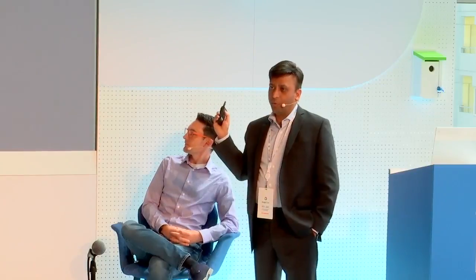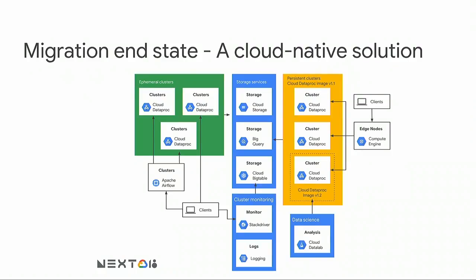OK. And now, in yellow on the right, yellow or orange, whatever you're seeing, I have persistent clusters. What? Did I just tell you that you need to go with ephemeral clusters, stateless? And I'm telling you, you need to have persistent clusters in this architecture? Life is complex. We'll talk about it in a couple of seconds.